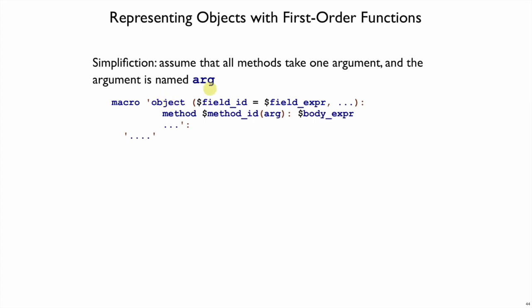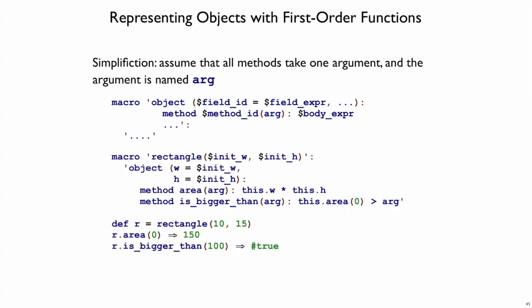We have object with the name of the field equal to the initialization of the field. We can have any number of those in parentheses, then a colon, and we can have any number of methods, each declared with the literal word method, the name of the method, the argument always called arg, and then the body of the method. And notice that we're not writing down this. Object will always bind this implicitly for use in the methods.